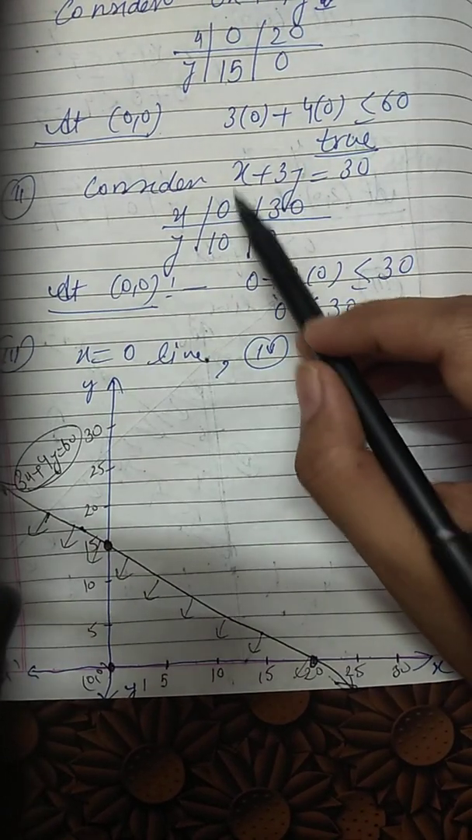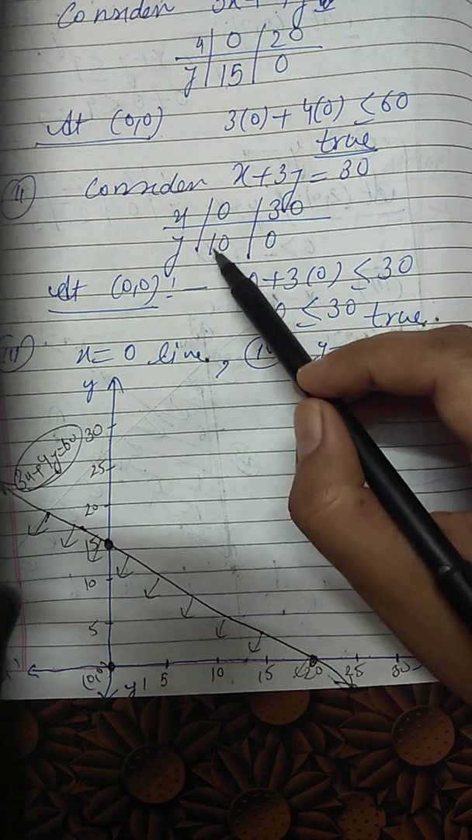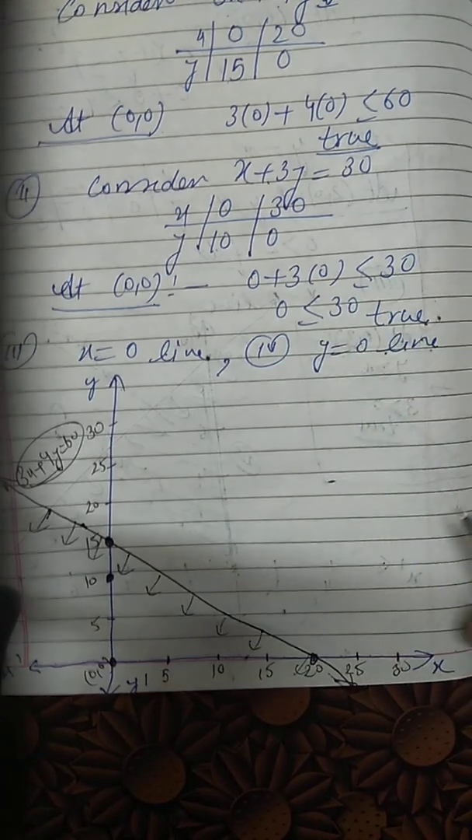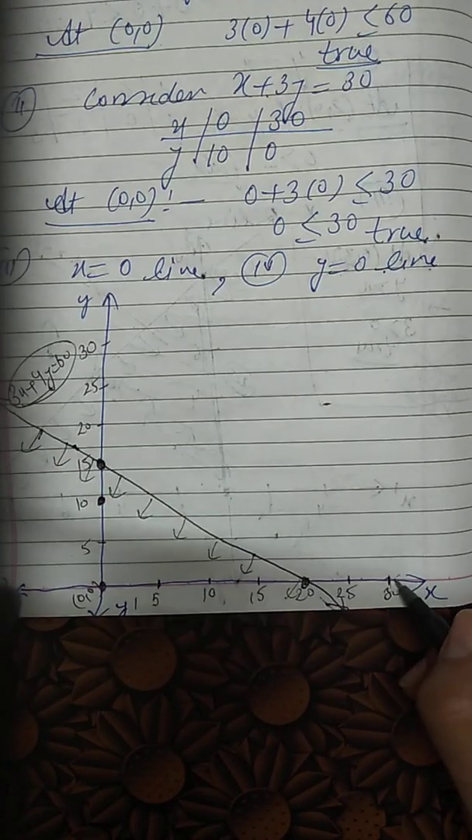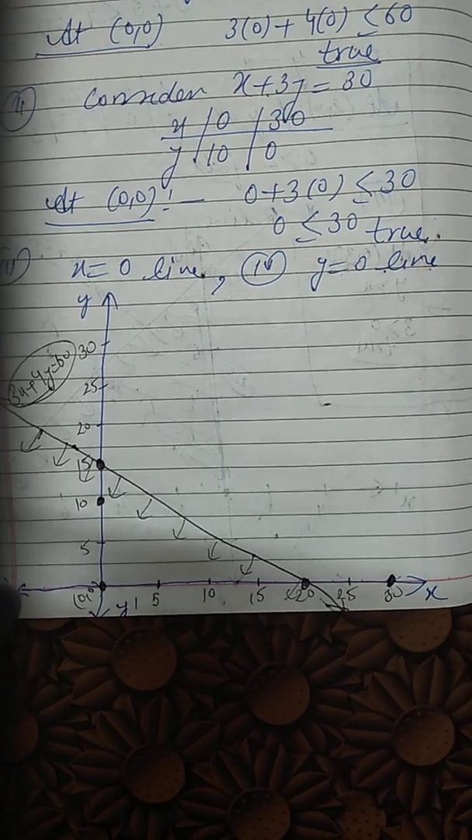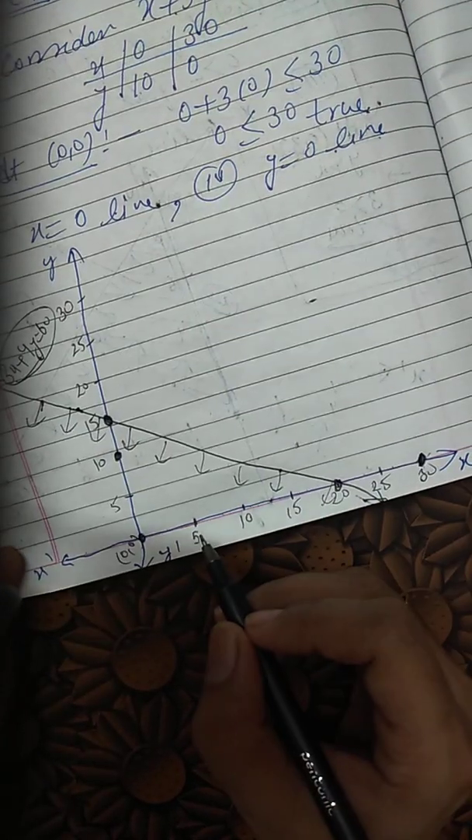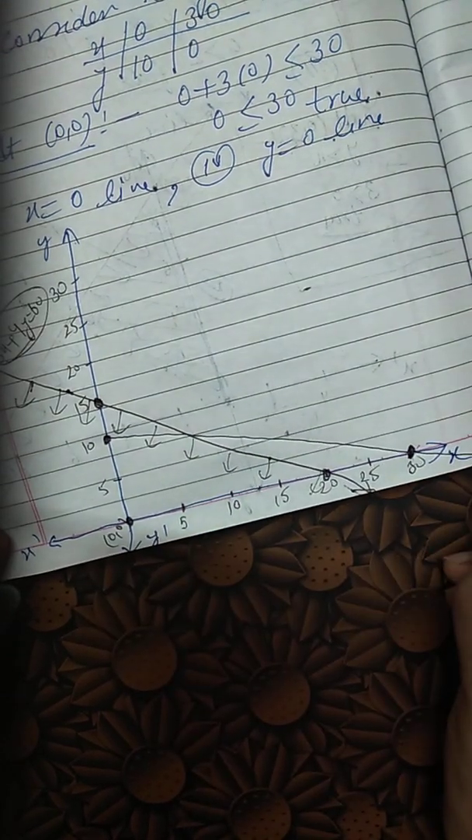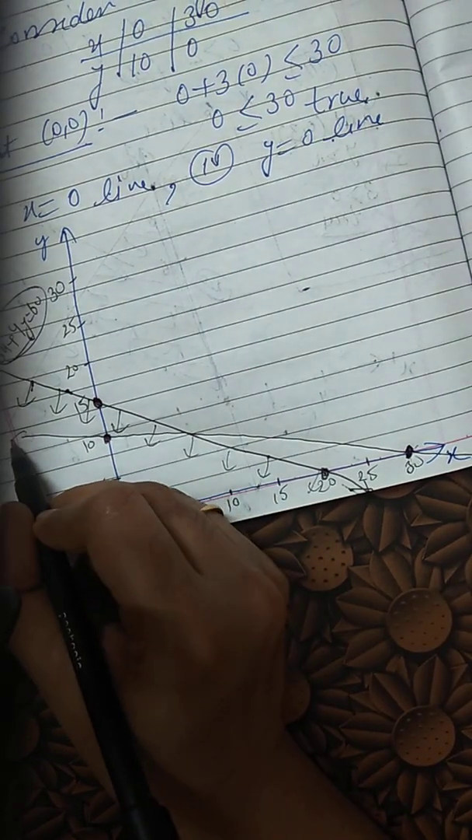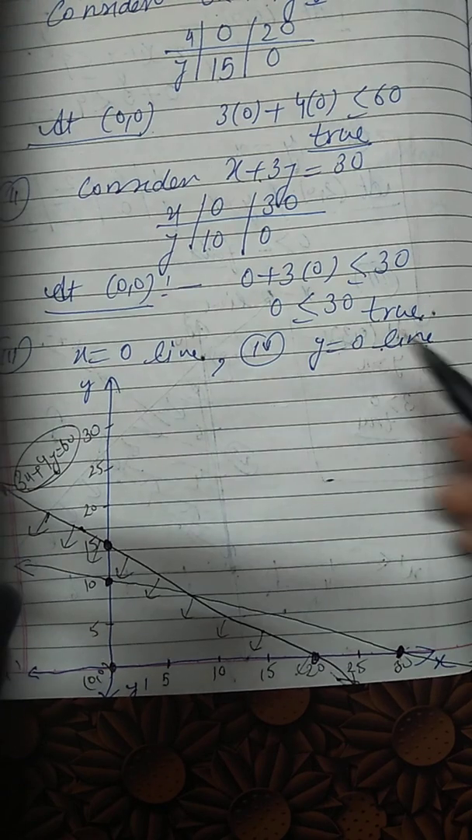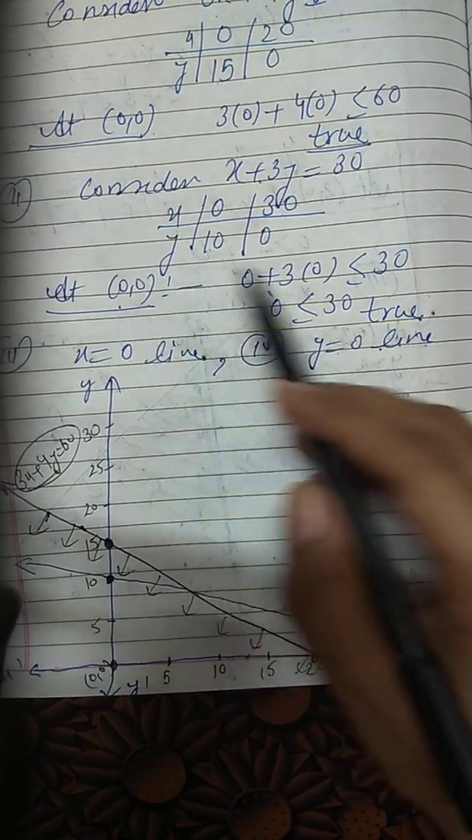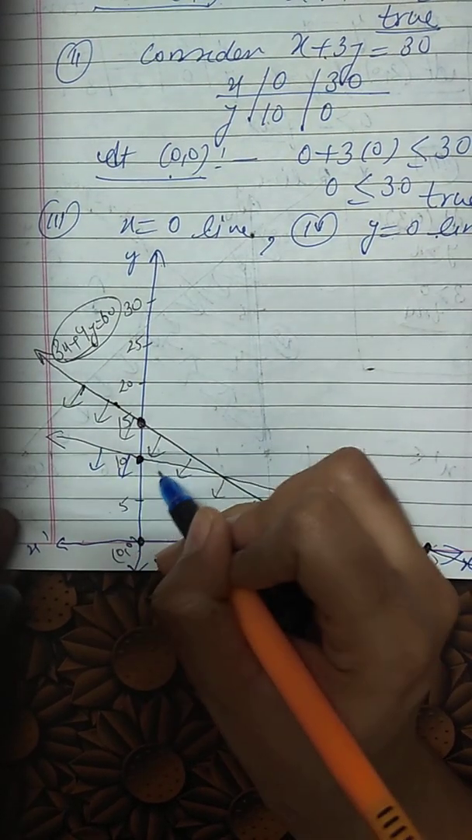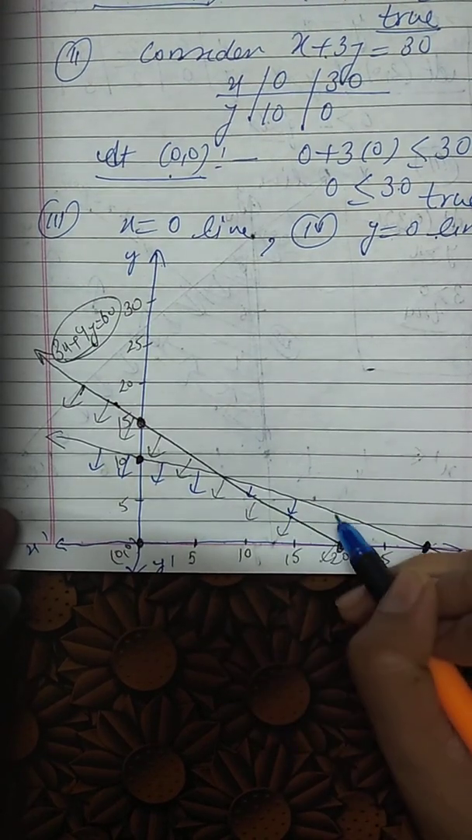Now the second line is this x plus 3y equals to 30. When x is 0, y is 10 here, and when y is 0, x is 30. So the 30 point is this. We will mark this point. Let us join these two points, 0, 10 and 30, 0. So here it goes. Let us extend it. For this line also, the sign is less than or equal to, and when we check at 0, 0, it is coming true. So for this line also, the solution is below the line, that means towards the origin, right?